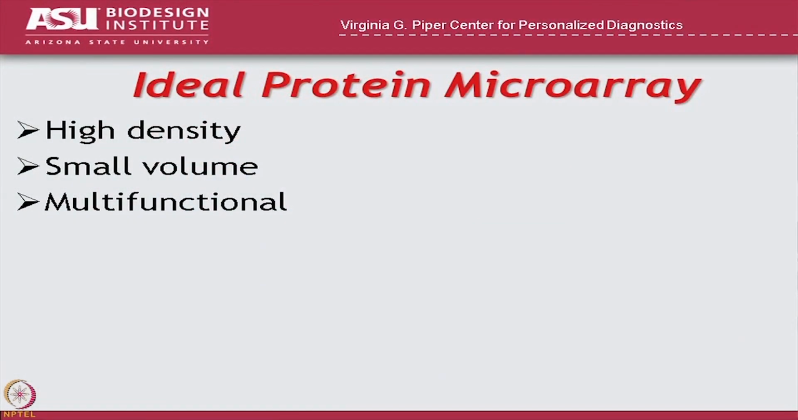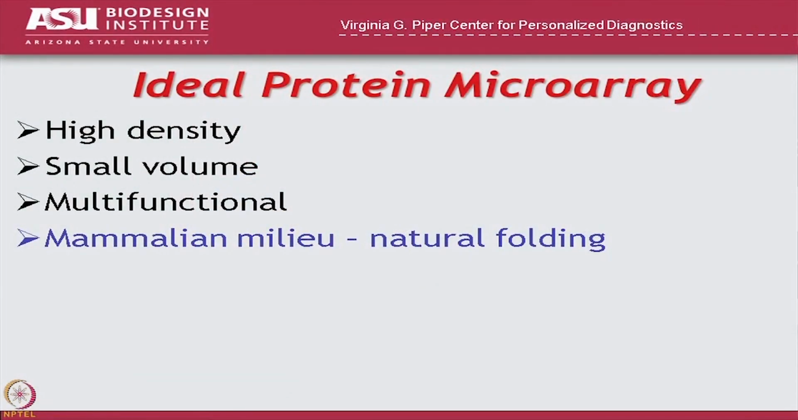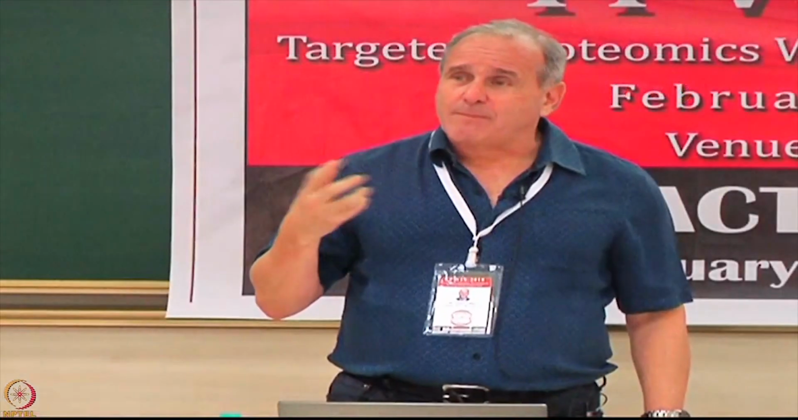Of course, it needs to be multifunctional. You have to be able to test it with lots of activities. But then you also want it to have natural folding. You want the proteins on the array to look like they do in normal circumstances. And ideally, they would be made in a milieu similar to the one in which they normally occur.